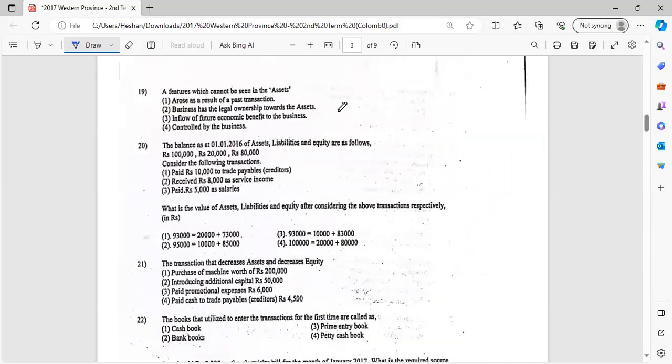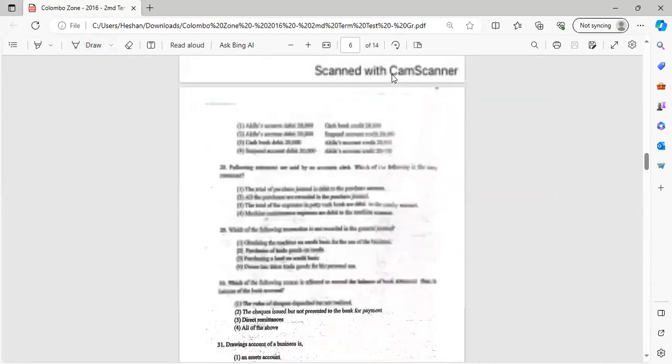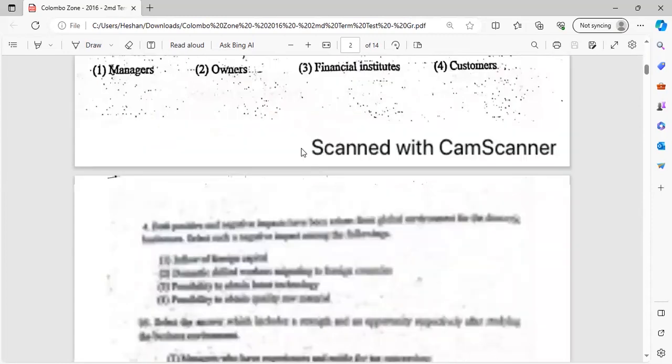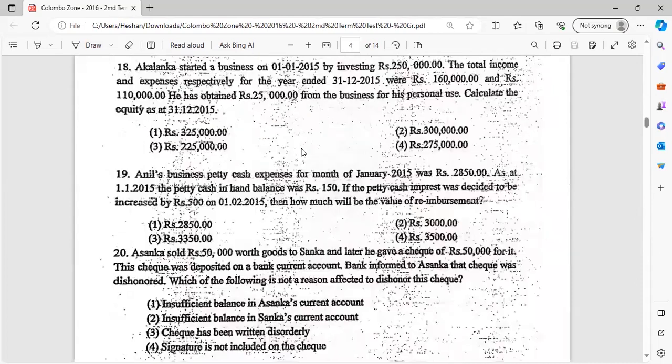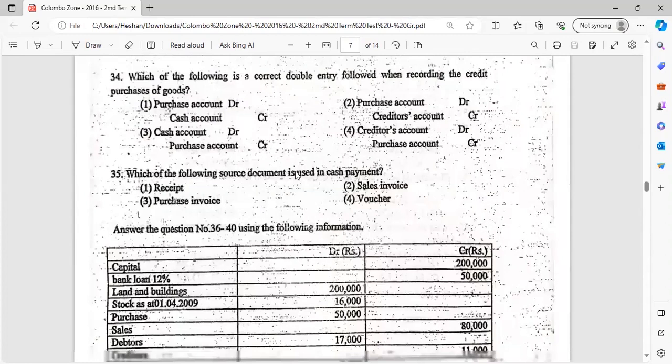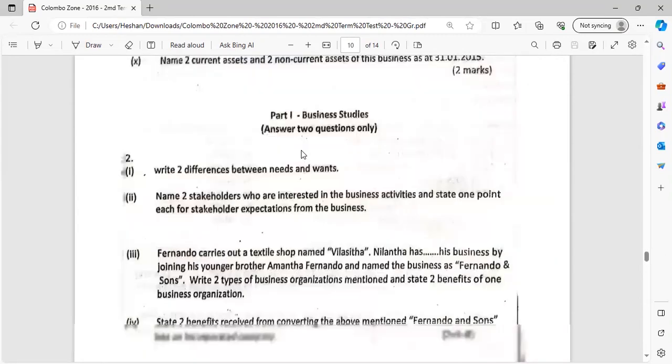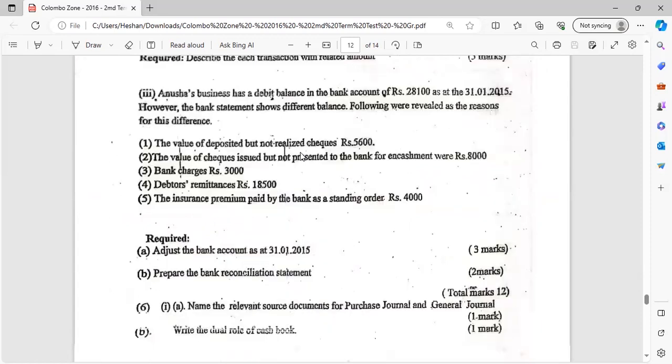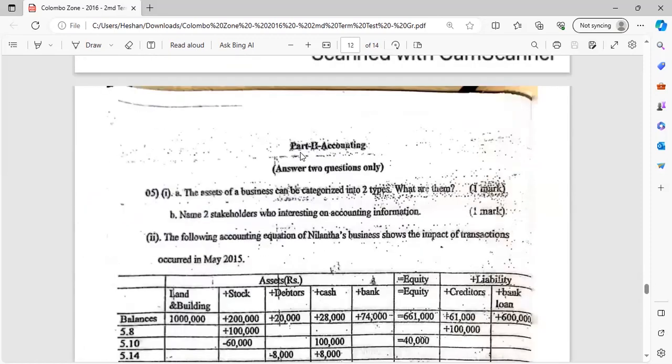So what I want to tell you now, after that, let's move to the new paper. Our new paper is this one. Colombo zone, Western Province 2016, right? So I already sent this one as well. So I want to concern few things in here. Most especially this second paper, not the first question. Shall we move to this one? Question number 5.